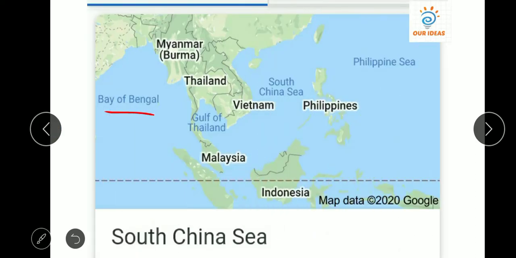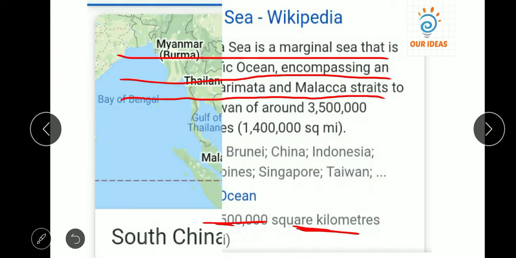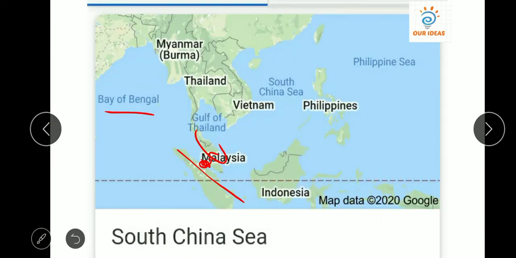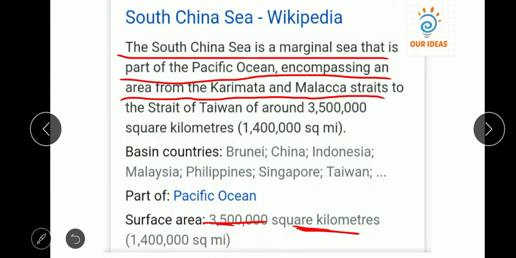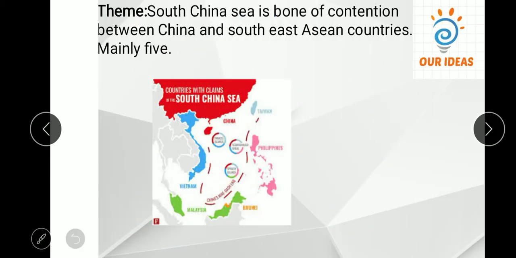Where is the Malacca Strait? Here is Malaysia, here is Singapore, and this is Indonesia. This is called the Malacca Strait. So this is the South China Sea, and it is also known as the gateway of the Bay of Bengal, the Indian Ocean and the West Pacific Ocean. So we have discussed the location. Now we discuss the theme.